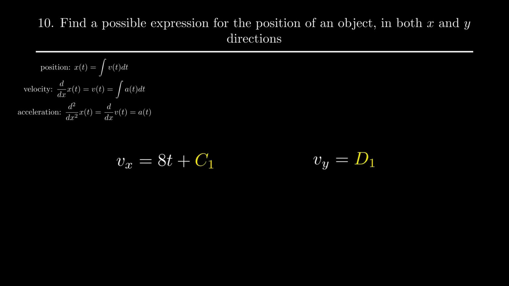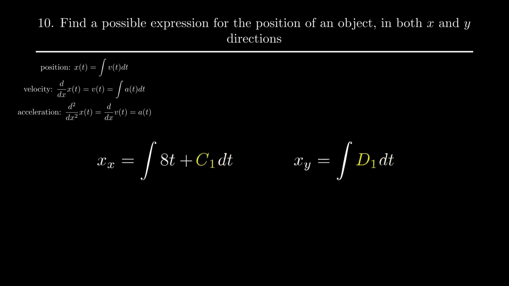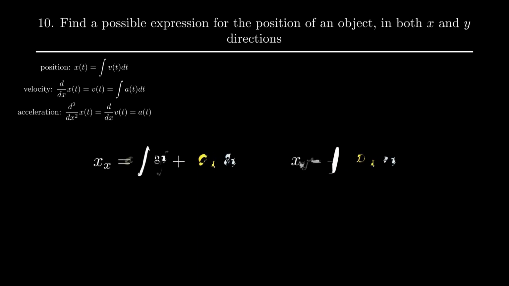Remember that integrating a non-zero constant will give us that constant, in this case 8, times t, whereas integrating 0 will just give us a constant. In this case, that constant is notated as d1. So in order to go from velocity to position, we just do as we've done before, and we integrate our velocity equations.